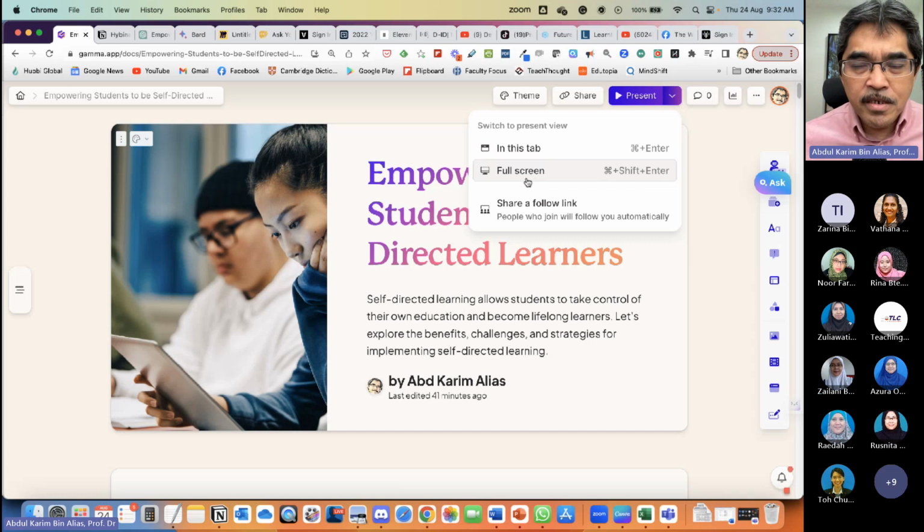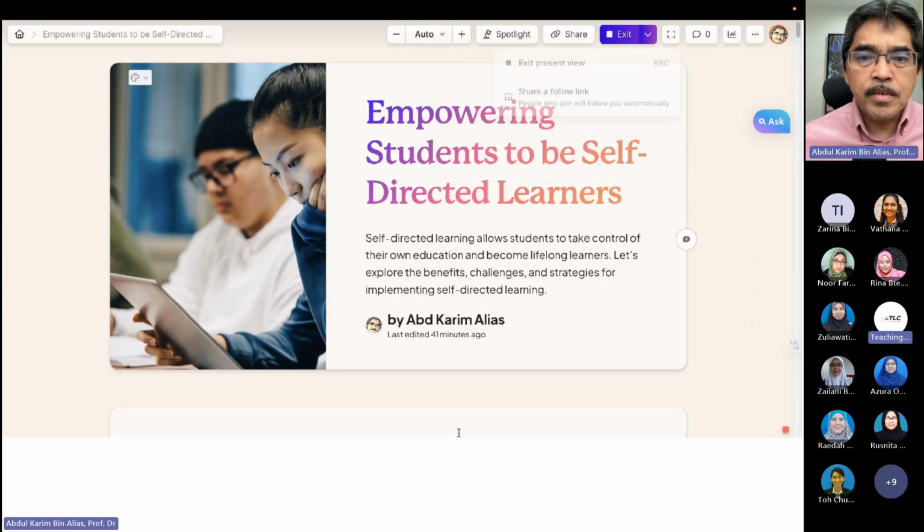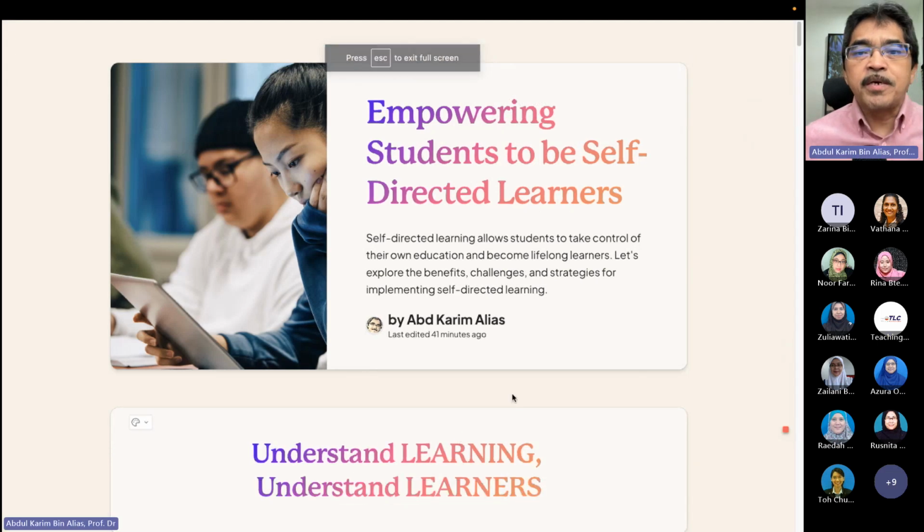Boleh nampak saya punya skrin tak? Nampak dah ya? Keluar dah. Nampak. Okey, baik.